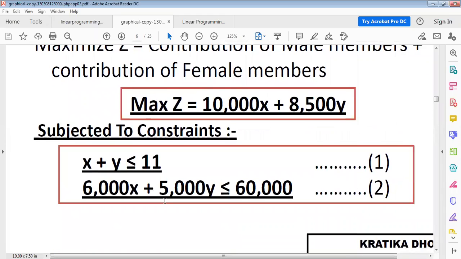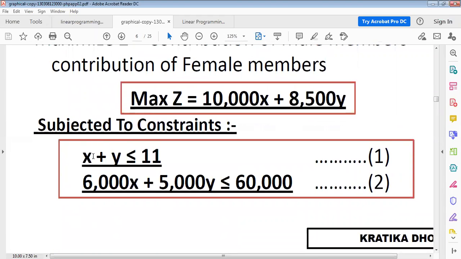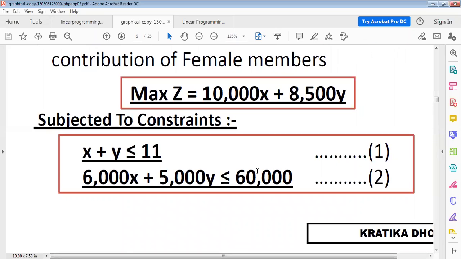Now subject to the constraints. First constraint, the total number of workers cannot exceed 11. That means x plus y is less equal to 11. This is the first constraint, right? And the second constraint, 6,000 per male and 5,000 per female, and the total cannot exceed 60,000. This is constraint 2. Understand it?